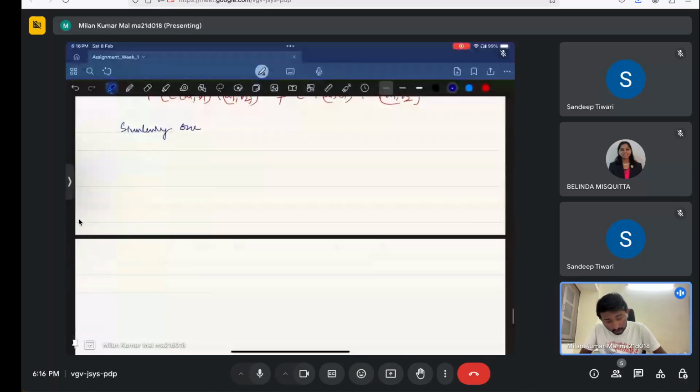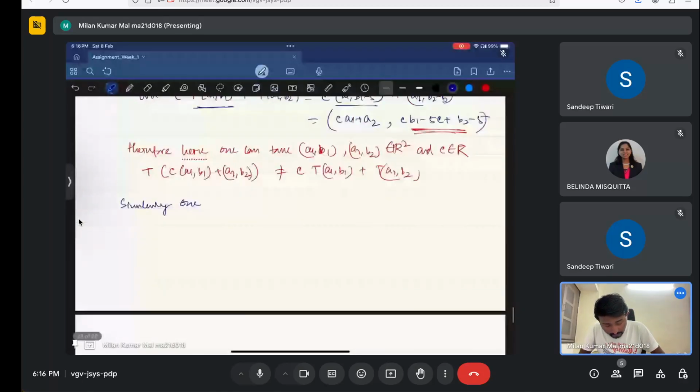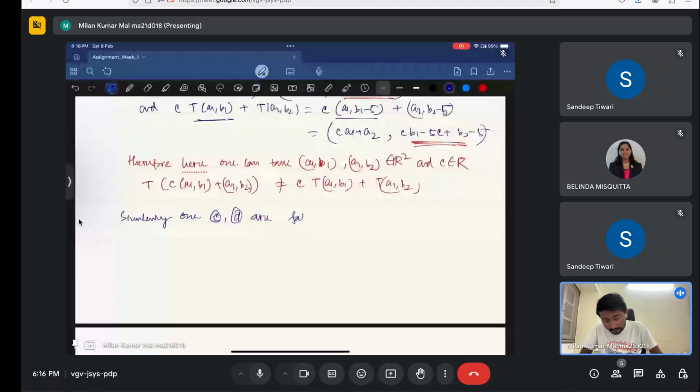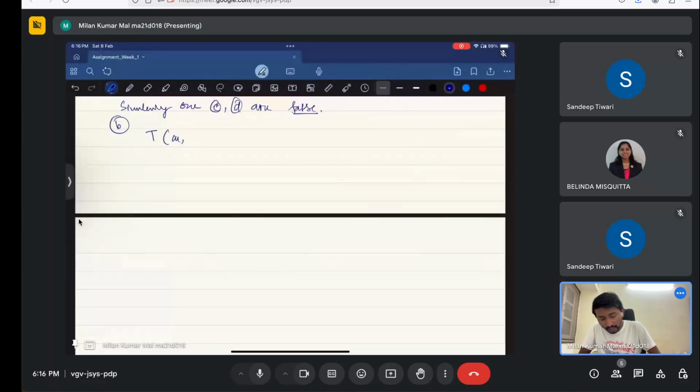Similarly, one can show option three, C and D are false. So let's check only option B. If we do B, then we're done. So similarly, take A1, B1 elements, and C is just an arbitrary element from the scalars, that means over the field.